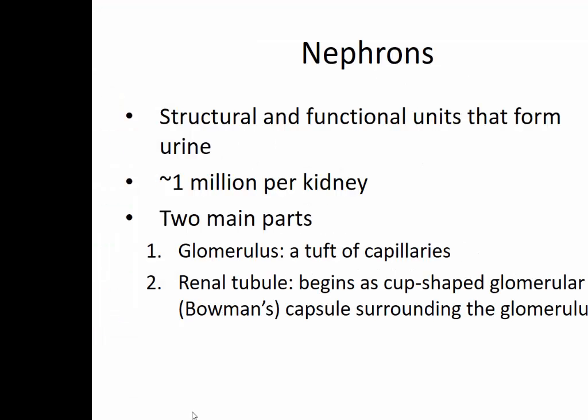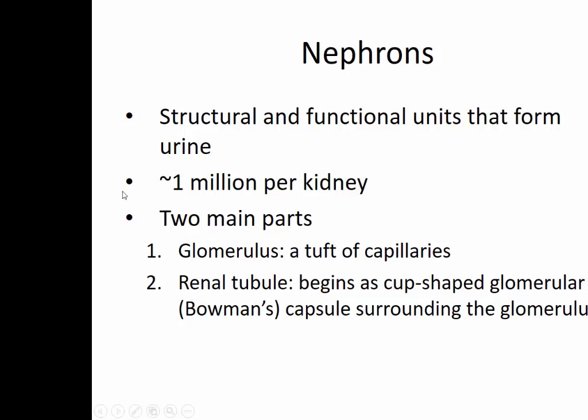We don't really have a model that shows that, so expect to see that in a diagram. So these nephrons are the structural and functional units of the kidney. There's about 1 million of them per kidney, so quite a few. If we have damage to some, we've got plenty more to replace it and pick up the function.